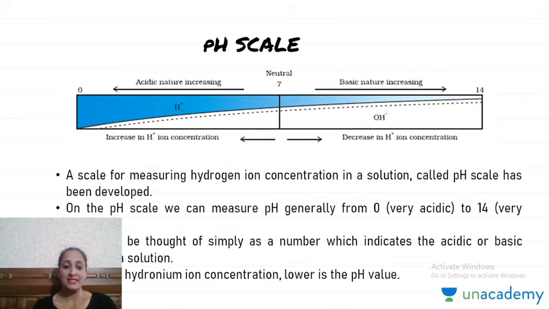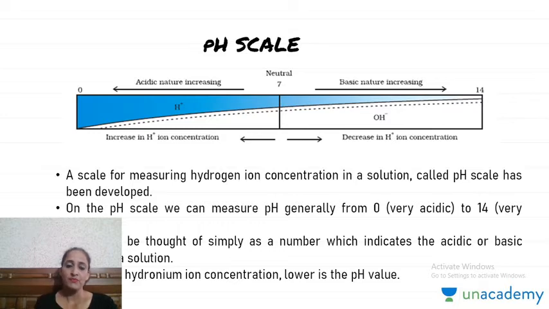As I said, a scale to measure hydrogen ion concentration in a solution. That is called pH scale, and it ranges from 0 to 14. When we have 0 on this scale, it means highest hydrogen ion concentration. So the reading on the scale is inversely proportional to concentration of hydrogen ions. There is some logarithmic way of doing it, but I will not get into too much of the details.